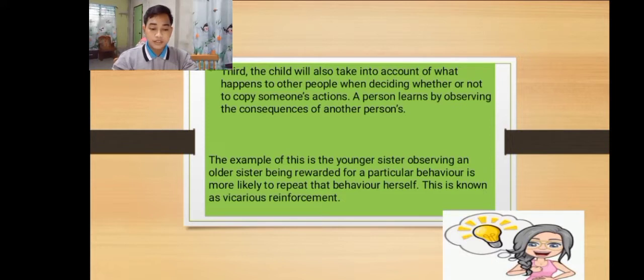The example of this is the younger sister observing an older sister being rewarded for a particular behavior is more likely to repeat the behavior itself. So, kanang nakaigsuon nga mas dako pa nimo or imong older brother, kanang mag-observera ka siya dyan makabantay nga ang iyang behavior kay gi-rewardan. So, tendency ani nga imong awaton yang behavior kay para ma-rewardan pug ka. So this is known as vicarious reinforcement.